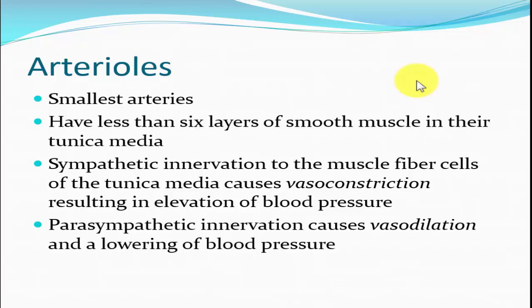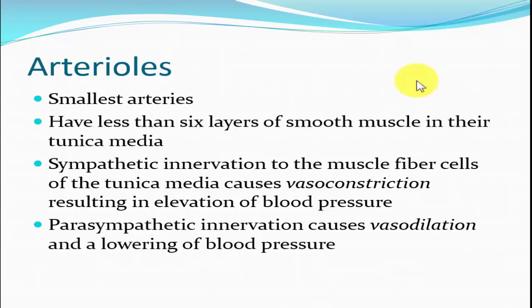Finally, we look at the arterioles. Arterioles are the smallest of the arteries, and they have less than 6 layers of smooth muscle in their entire tunica media, so that's going to be very thin. They have sympathetic innervation. So remember, we have sympathetic and parasympathetic when we refer to the nervous system. If you need to go back, this was week 2 or 3 that we talked about sympathetic and parasympathetic. So refer back to the nervous system.